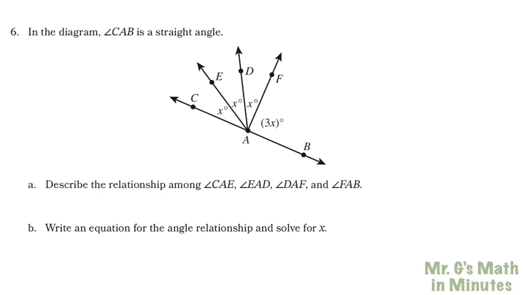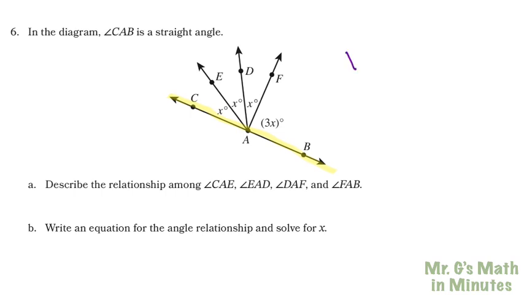And the last one from this lesson 7 tells us the information up at the top. CAB is a straight angle. Obviously, it's a straight line right here. Looking at these relationships, all of those angles are angles on a line. So CAE, EAD, DAF, FAB, add all of those together, it makes a straight line. So let's go ahead and write that equation.